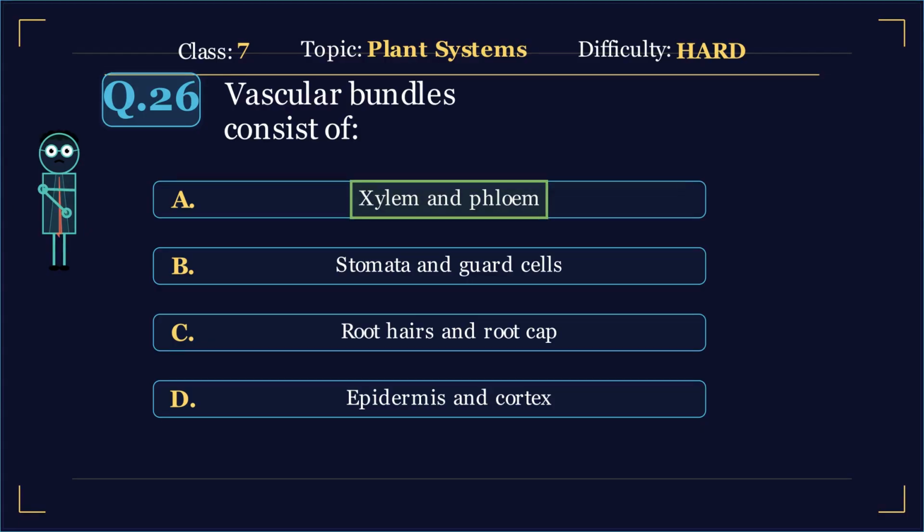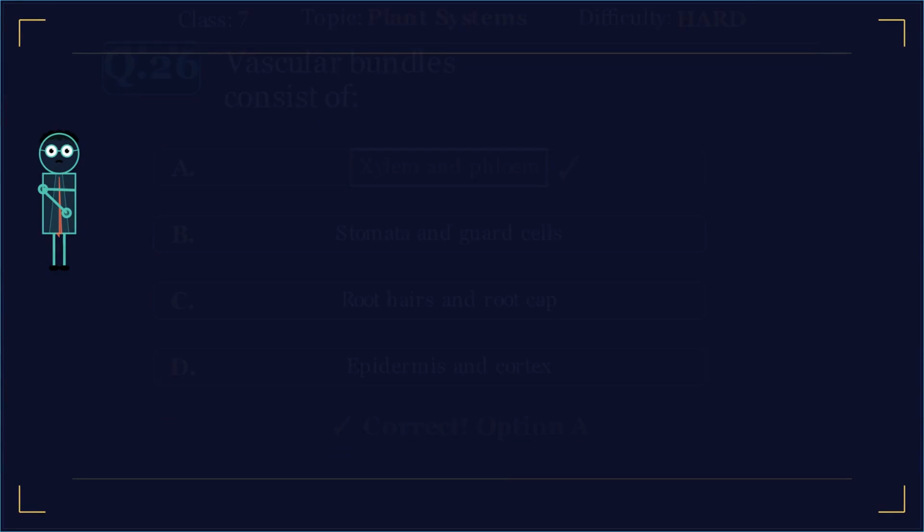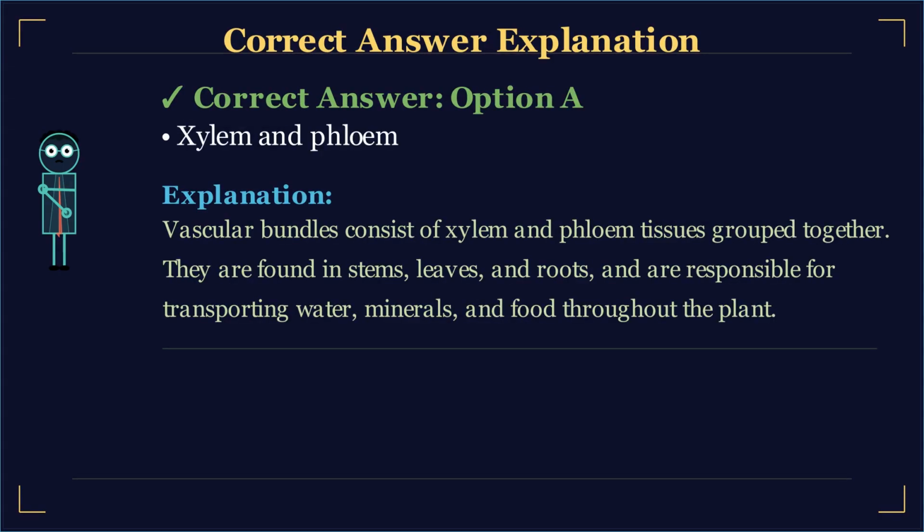The correct answer is option A. Here's the explanation for the correct answer. Vascular bundles consist of xylem and phloem tissues grouped together. They are found in stems, leaves, and roots, and are responsible for transporting water, minerals, and food throughout the plant.